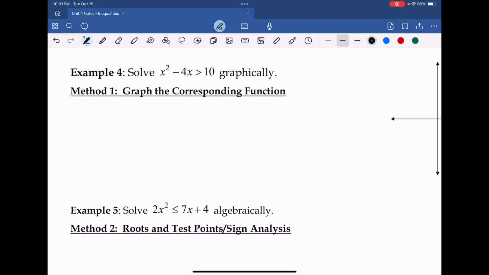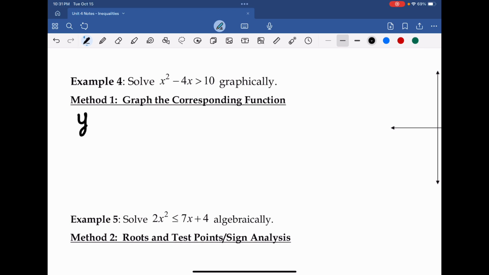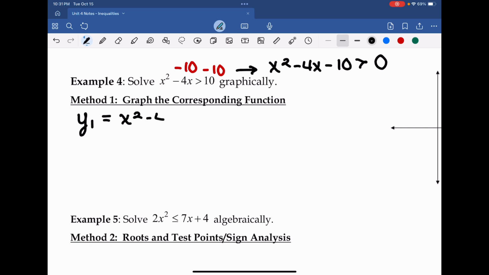Okay, starting off with the graph, we know we need to make sure it all equals 0. So I'm going to start by saying y1 is equal to, in order for this to all be equal to 0, we are going to subtract 10 from both sides, and this is going to give us a new inequality of x squared minus 4x minus 10 is greater than 0. We've isolated one of the sides for 0. If the x squared is positive, we're happy with this too. So in your y1, I want you to type in x squared minus 4x minus 10.